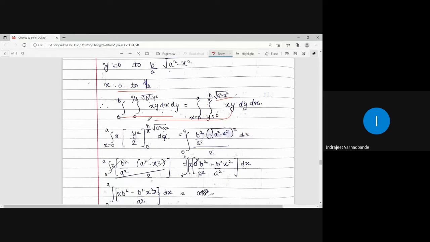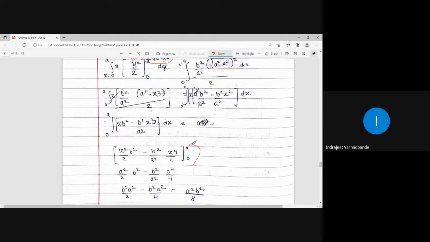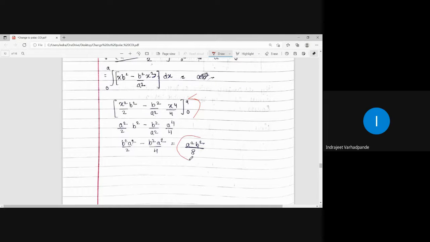What is integration of y? y square by 2. If you put the upper limit, its square will become b square by a square into a square minus x square. Open it, simplify, and whatever x remains, integrate it and put the limit 0 to a. After doing so, you get the answer as a square b square upon 8.